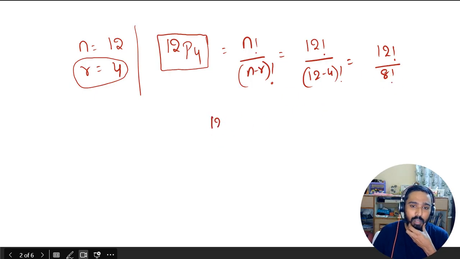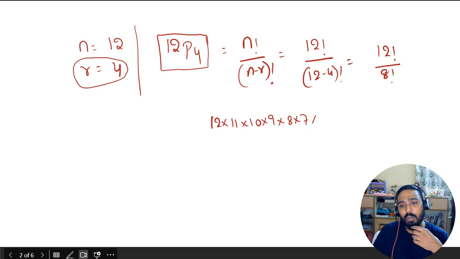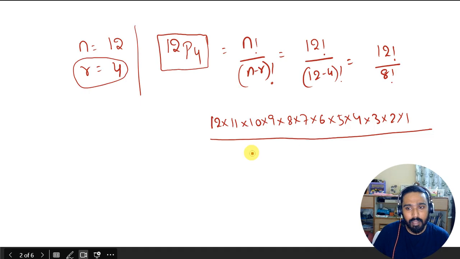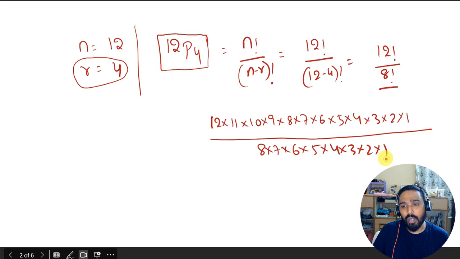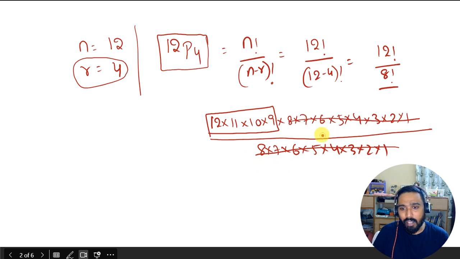Now 12 factorial means 12 into 11 into 10 into 9 into 8 into 7 into 6 into 5 into 4 into 3 into 2 into 1. मेरे को इतना सब कुछ लिखना पड़ेगा. Now this part is 8 factorial, and this and this will get cut. My answer will be 12 into 11 into 10 into 9. मेरे को ये कट ही करना था तो लिखना क्यों है? If I am cutting it anyways, why should I write it unnecessarily? So that's why we are not going to use the formula.